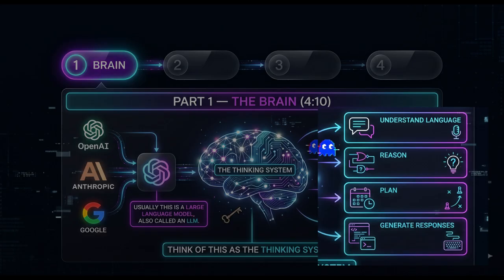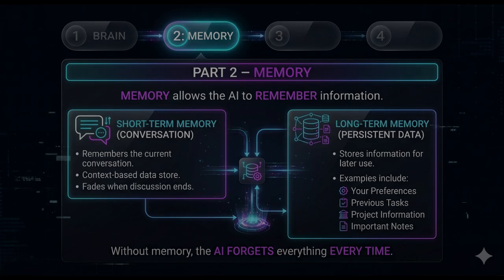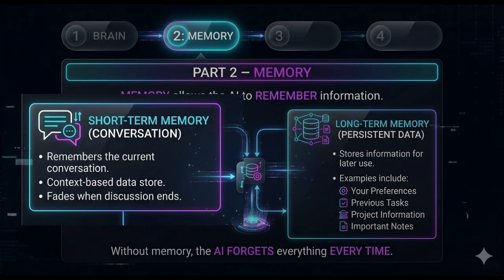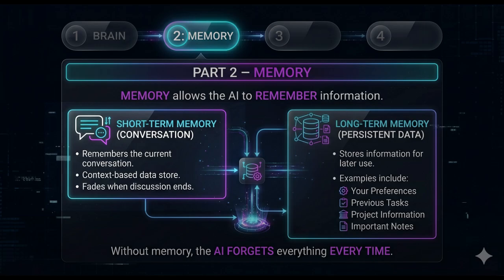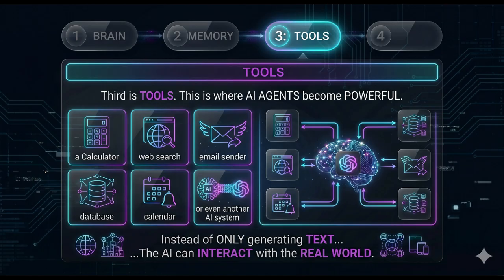Part two, memory. Memory allows the AI to remember information. There are two common types, short-term memory and long-term memory. Short-term memory remembers the current conversation. Long-term memory stores information for later use. For example, your preferences, previous tasks, project information, or important notes. Without memory, the AI forgets everything every time.